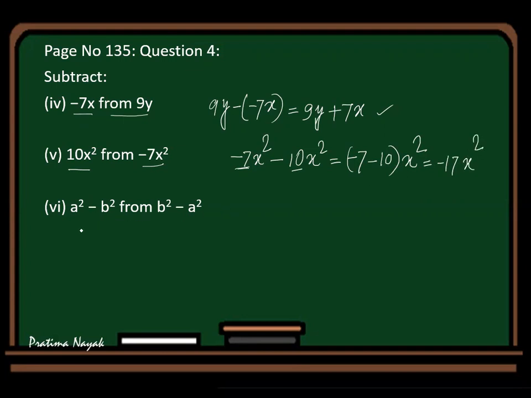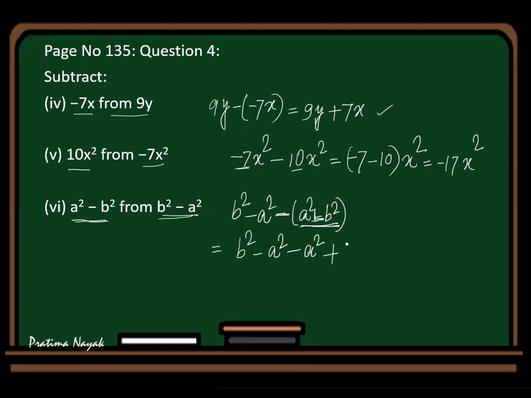Now coming to the sixth part, subtract a square minus b square from b square minus a square. This is a binomial, and I will subtract it from a binomial, no problem. So I'll write b square minus a square, then subtraction, put in the bracket the terms to be subtracted. Next, change the sign. When you open the bracket, all the terms will change their sign. A square will be negative, and what about b square? B square will be positive, because negative, negative makes it positive. You have learned this in integers also.